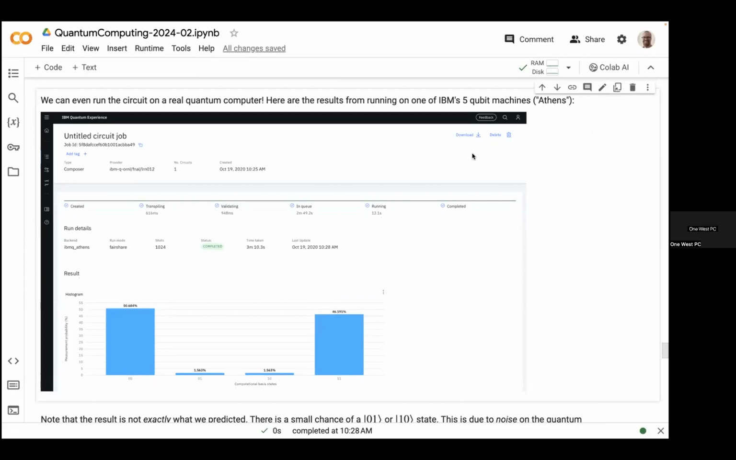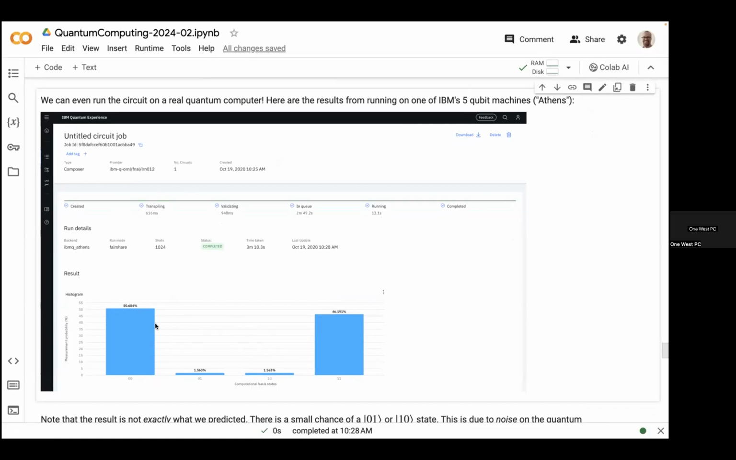And sometimes looking at the results can be tricky. So here's a screen cap of a result from something that I ran on Athens, which actually isn't even available anymore. They don't even have the 5-qubit machines available anymore. They basically start at 27. Here was just some job running this Hadamard circuit, or this Bell circuit.